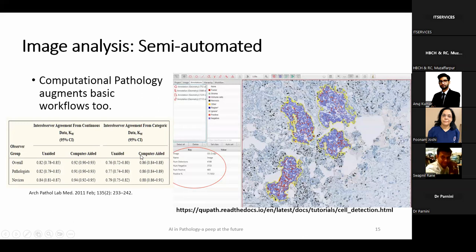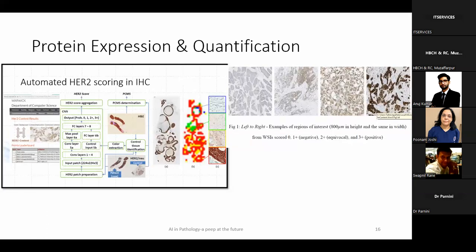I'm showing just a snapshot of one of the studies, which has shown that pathologists who used computer-aided techniques had a much better inter-observer agreement compared to those who did not use any computer-aided techniques. This is obvious: at the very basic level, computational pathology helps us reduce the inter-observer variability in the counting task and the measuring task. This is very important at the base level. Now, it doesn't really limit itself to this. The limitations are set by our own imagination.